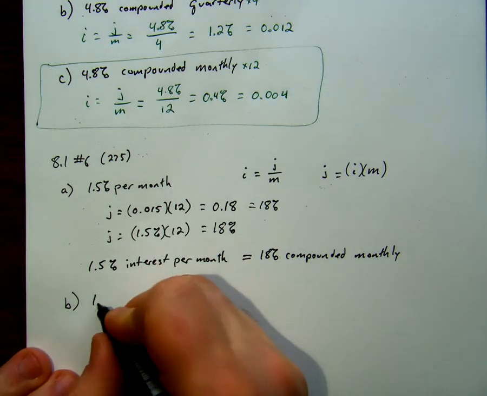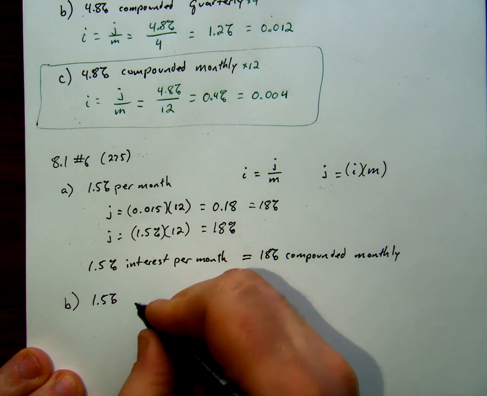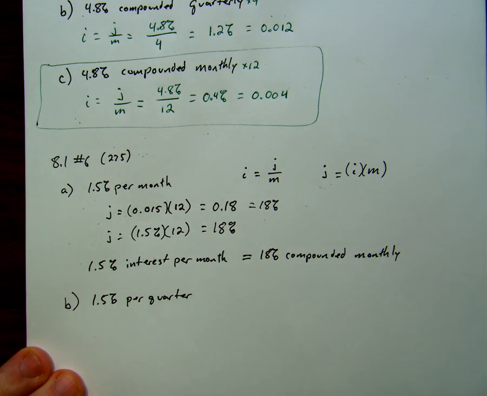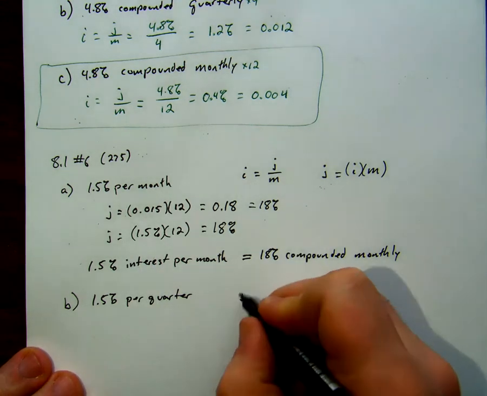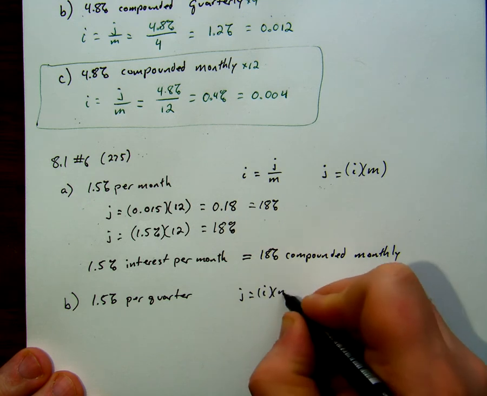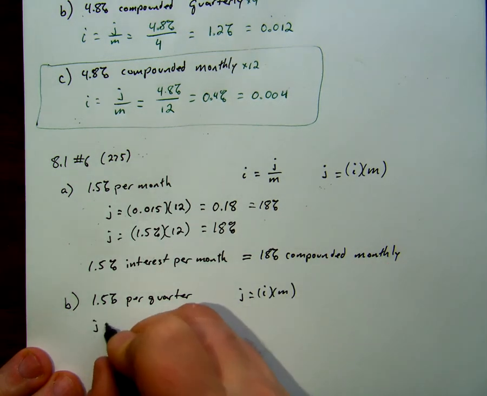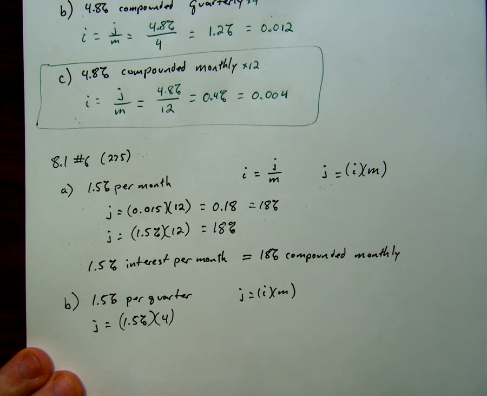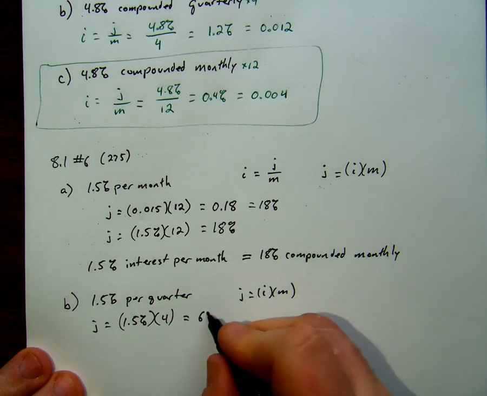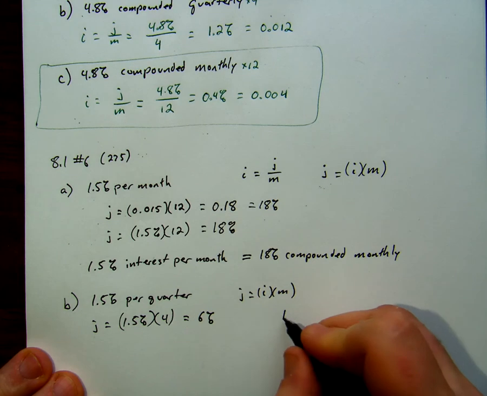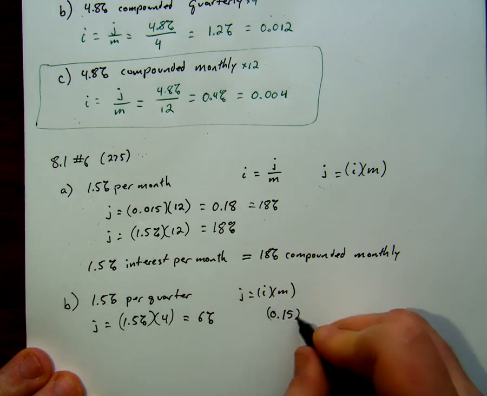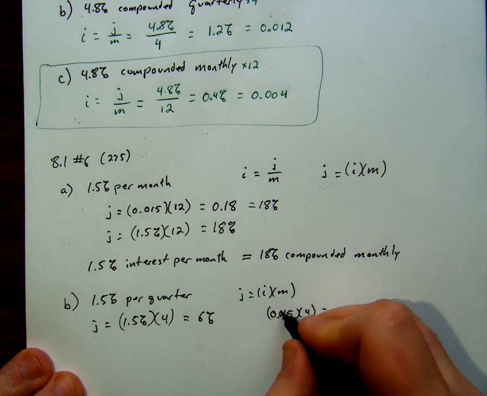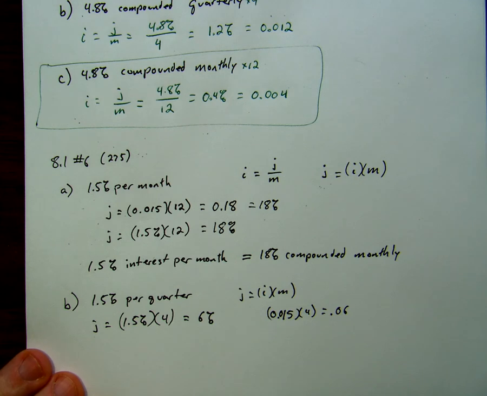1.5% quarterly. So 1.5% per quarter. So not quarterly, per quarter. Okay. Same formula. J is equal to I times M. So J is equal to 1.5%. Quarterly is 4 times a year. So this is equal to 6%, or 0.015 times 4 is equal to 0.06.